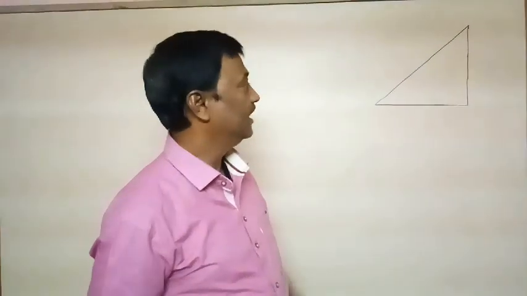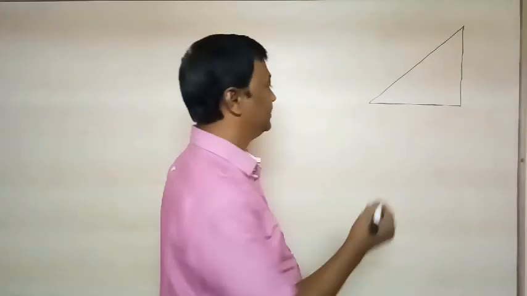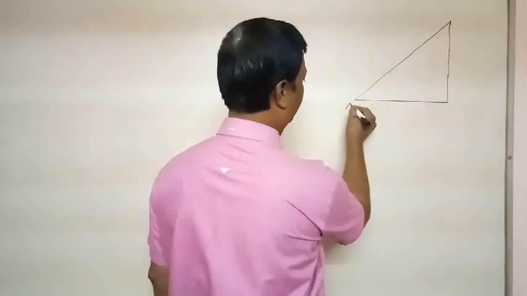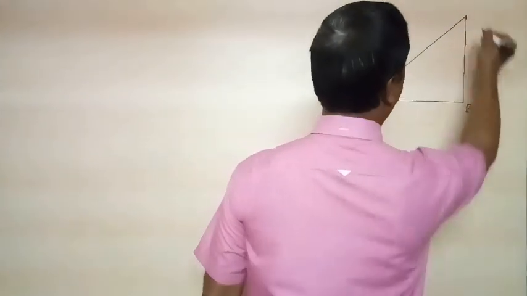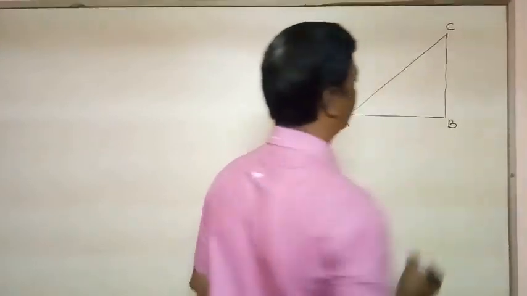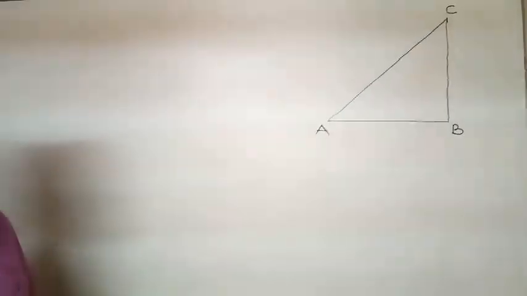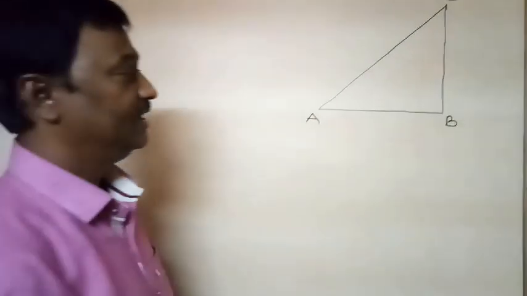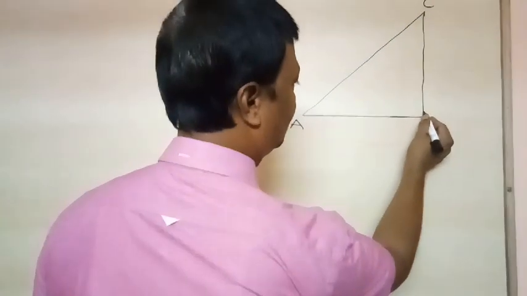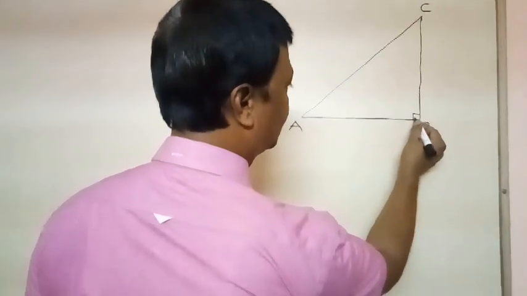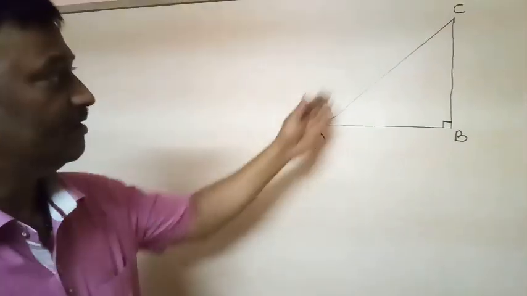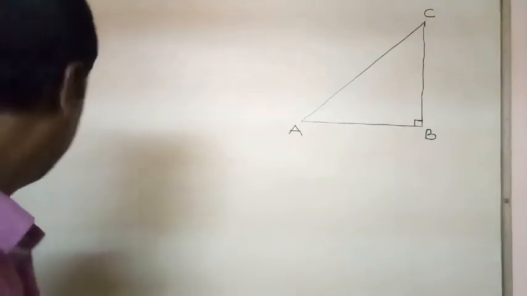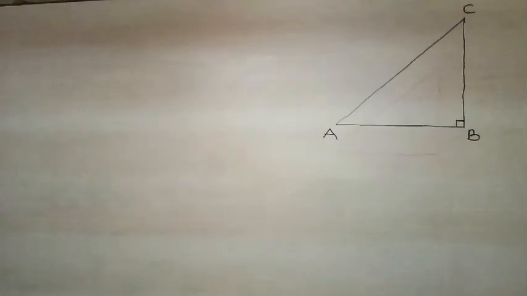Consider a triangle. Suppose this is triangle ABC. At B, suppose here we have 90 degrees. Here we have another two angles, angle A and angle C.